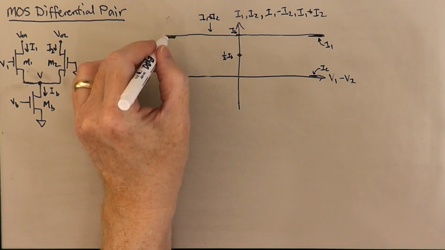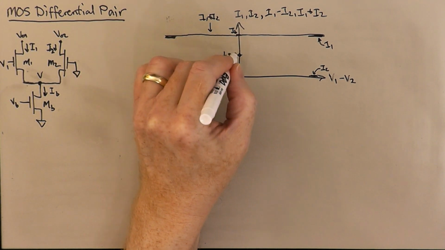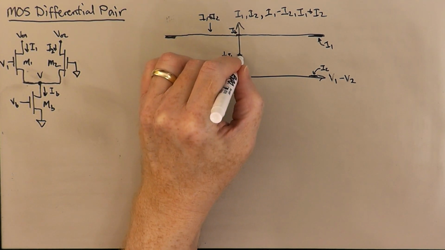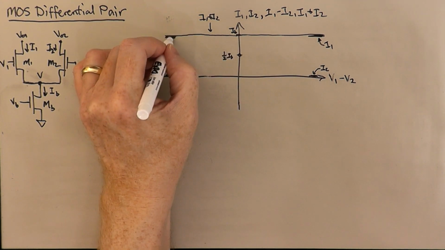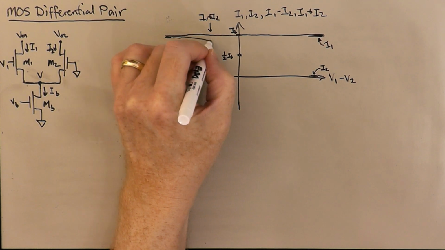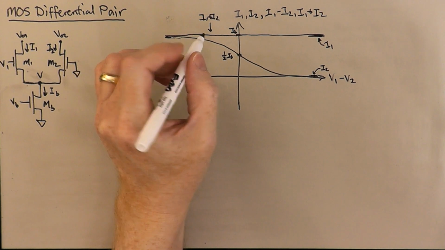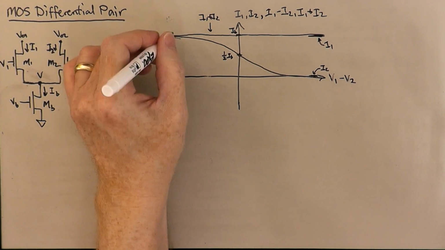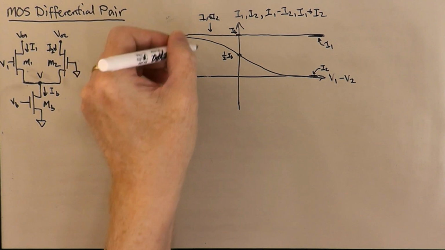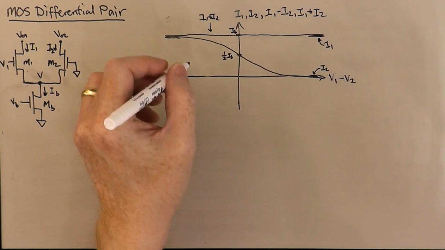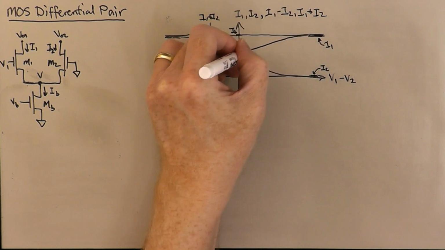And so we know that here I2 has to start to decrease until we get to IB over 2, and then it has to continue decreasing until we get to 0. And so it's going to have to do something like that. We know that the sum of these two things is equal to a constant, and so we can basically subtract I2 from IB and get I1. And so we're going to have something that looks like this.